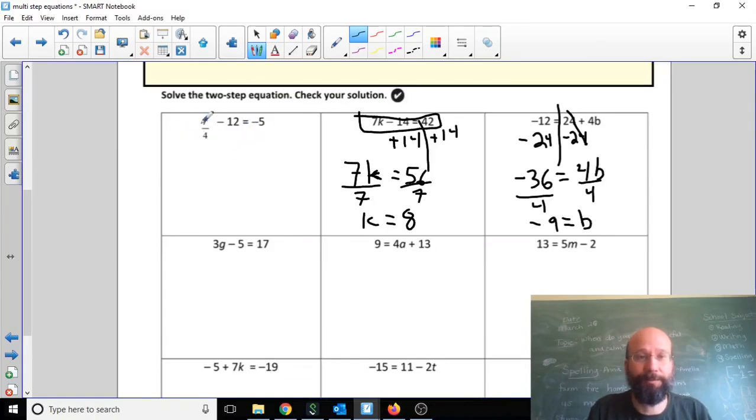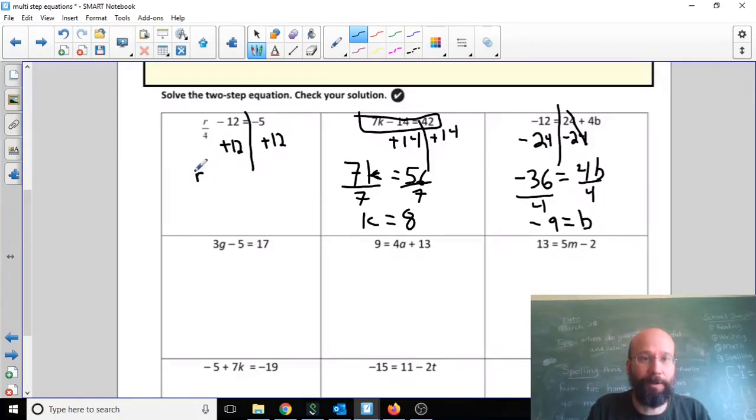So now we're going to do this one. We have a division and a subtraction. So again, it'd be easiest if we move the subtraction over. Opposite of PEMDAS. So instead of minus 12, we're going to do plus 12.